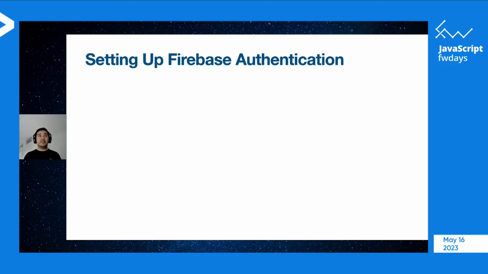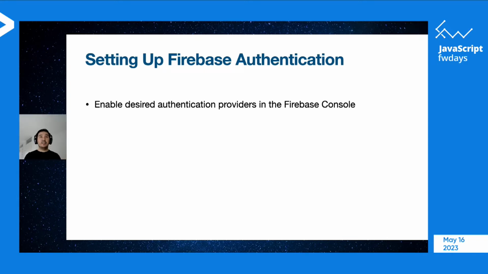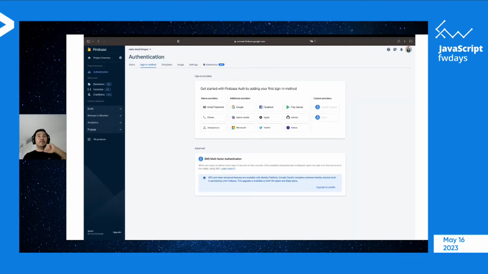And now let's see how we can set up user authentication. The process is relatively straightforward. In the Firebase console, we enable the authentication providers that we want to use. So here is the screen. You can choose one or multiple providers based on your app's requirements. For example, I can have email password, Google, Facebook, and GitHub authentication, and I'll have buttons like sign in with Google, sign in with Facebook, and so on.